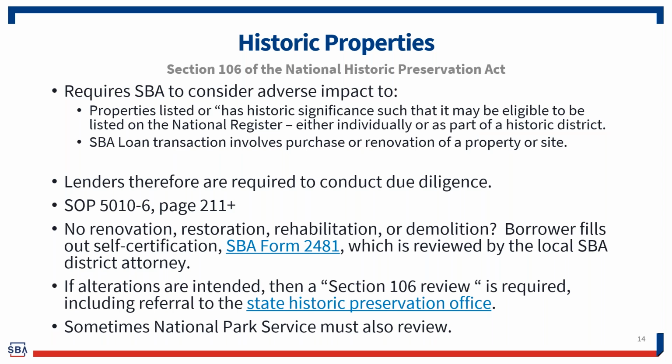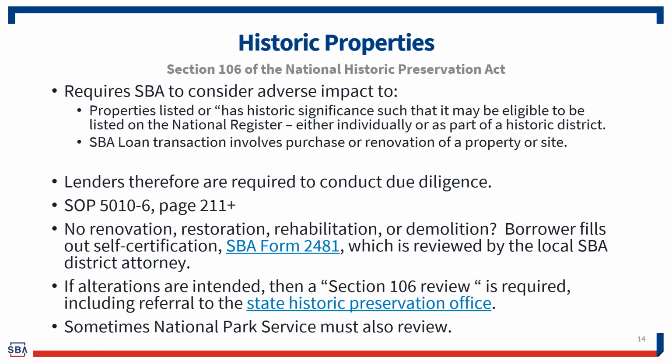And what does that mean? Well, for one thing, if you're really interested, you can check out our standard operating procedure 5010-6. Just Google it, trust me, you'll find it. Page 211, it gives lenders exactly what they're supposed to do when they suspect that there might be a historic property involved. But the gist of it is that the agency isn't allowed to support any renovation, restoration, rehabilitation, or demolition to a historic property or a property that could potentially be considered historic property without considering whether or not we are damaging the historic nature of that property.